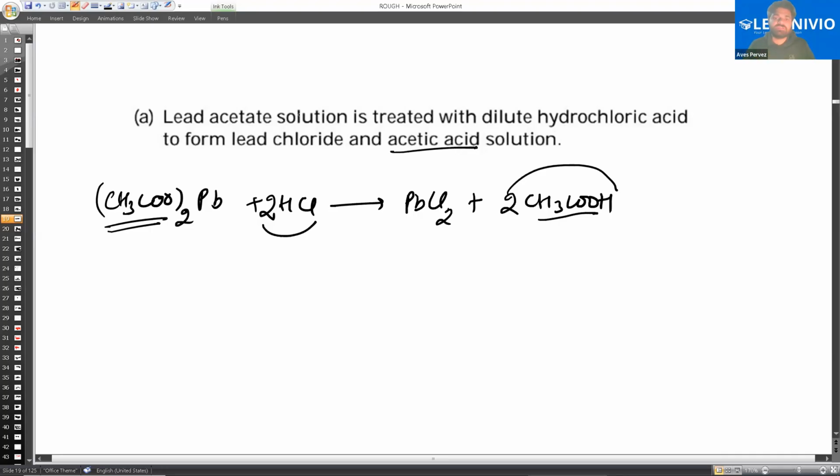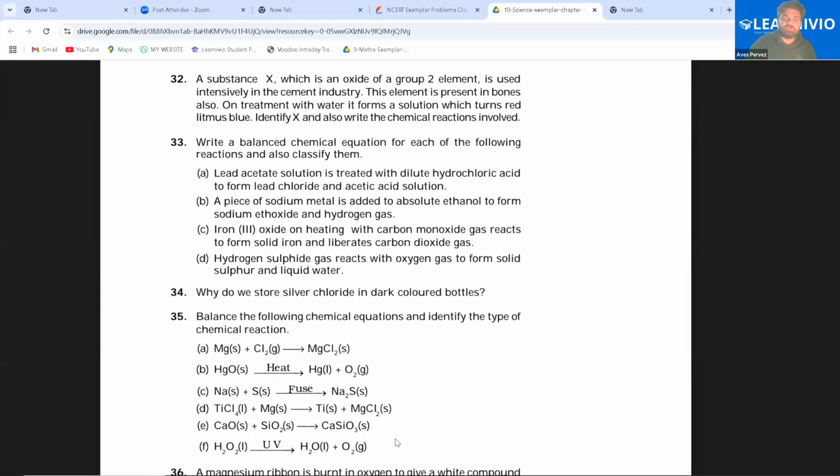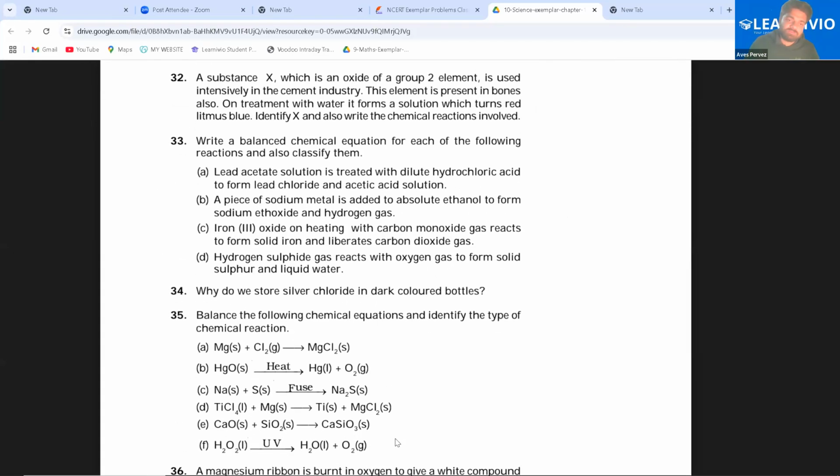Okay. So you've done all the others? Second one is 2Na plus 2C2H5OH equals 2C2H5ONa plus hydrogen gas. Displacement reaction taking place. And for C, ferric oxide plus 3CO equals 2Fe plus 3CO2. Then for D, 2H2S plus O2 equals 2S plus 2H2O. Solid is S.